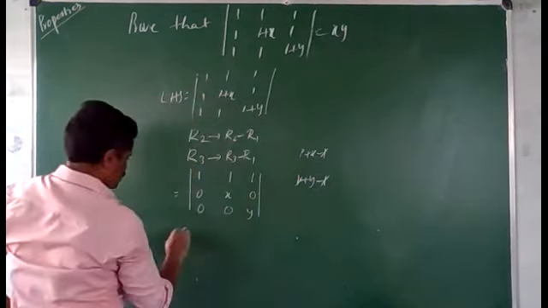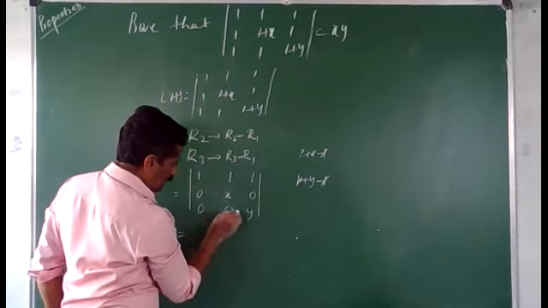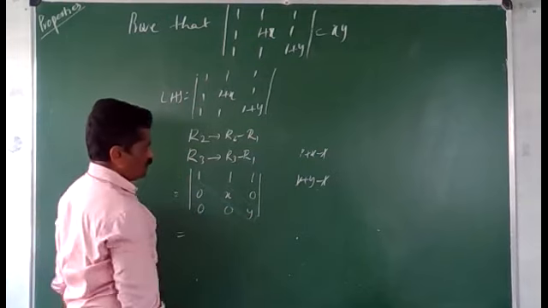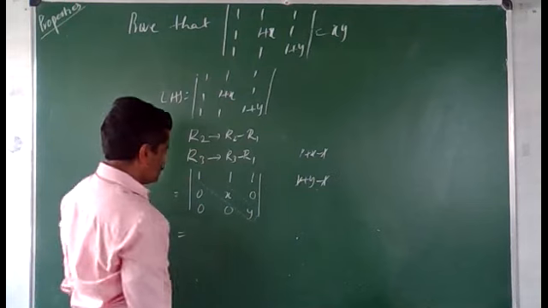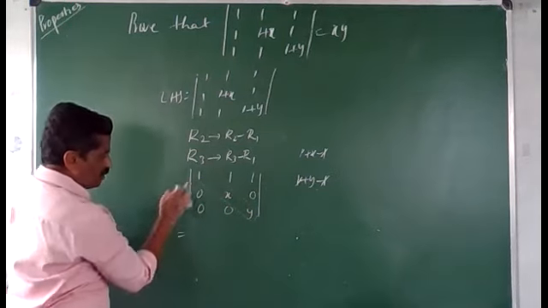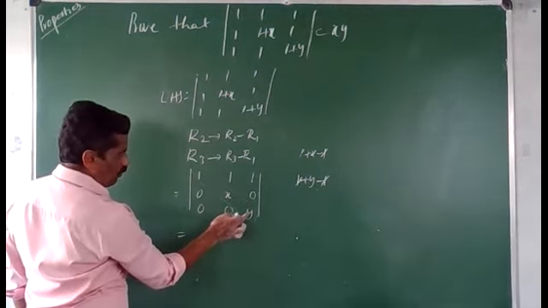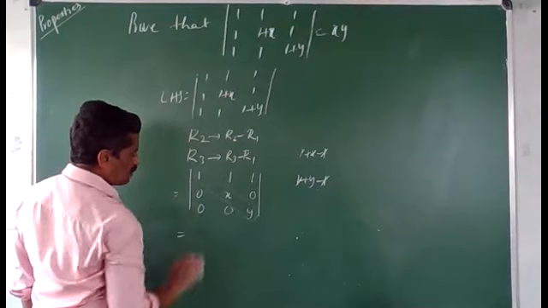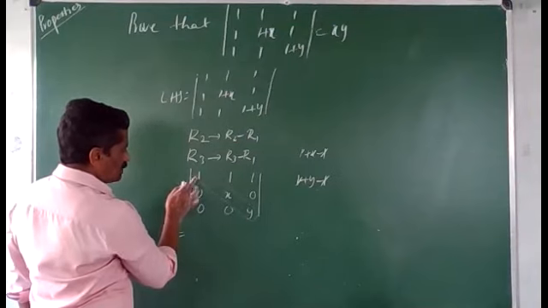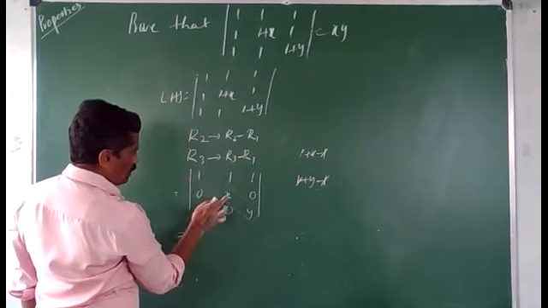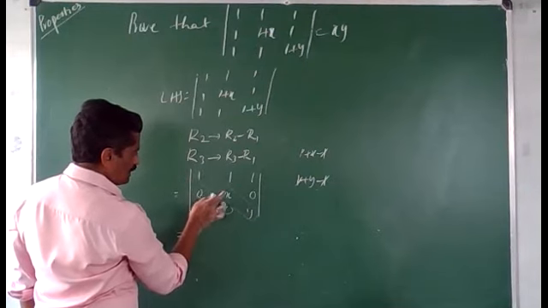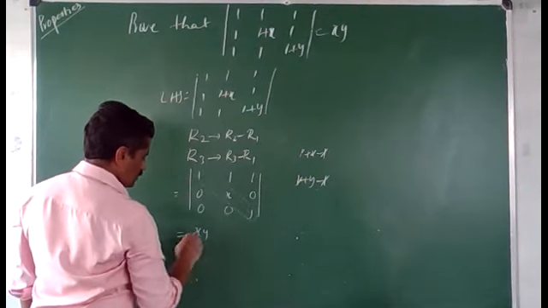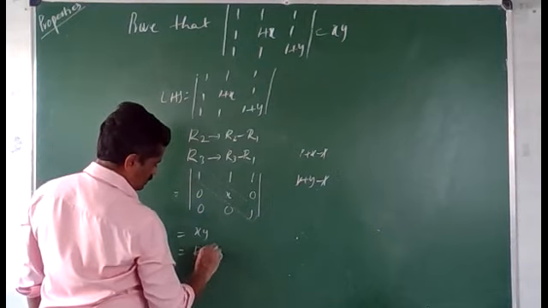Here, on one side of the principal diagonal, all the elements are 0. We know that the value of the determinant is then the product of the principal diagonal elements. What is the product of the principal diagonal elements 1, x, y? 1 into x into y, that is xy. That is equal to RHS.